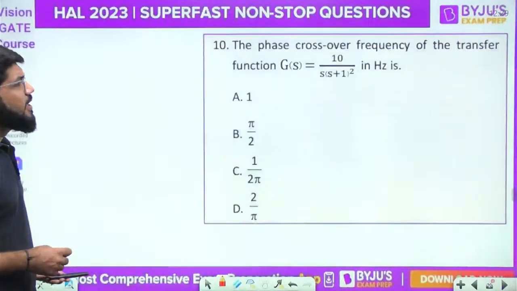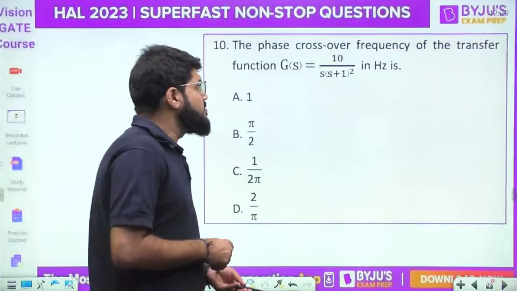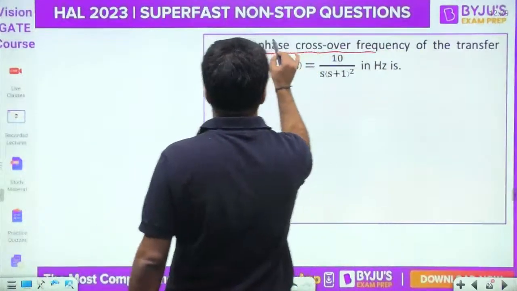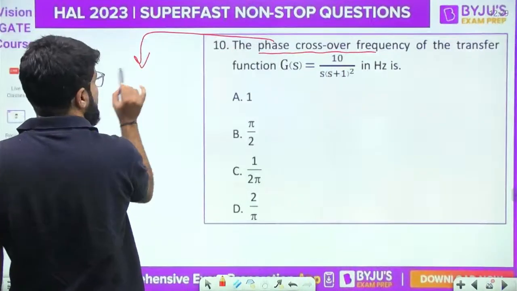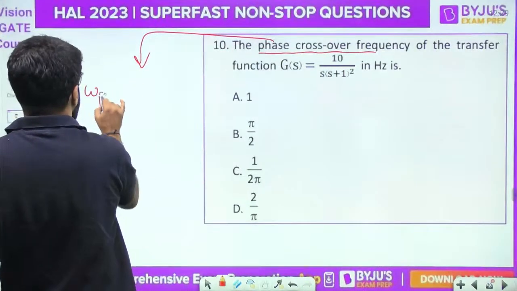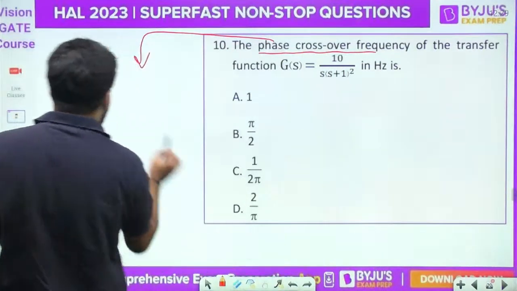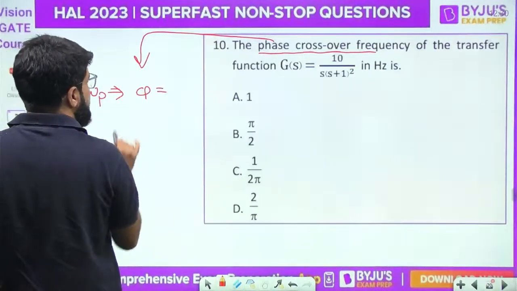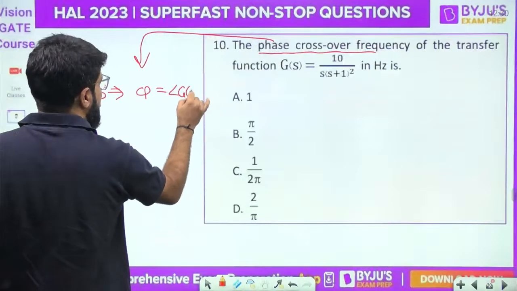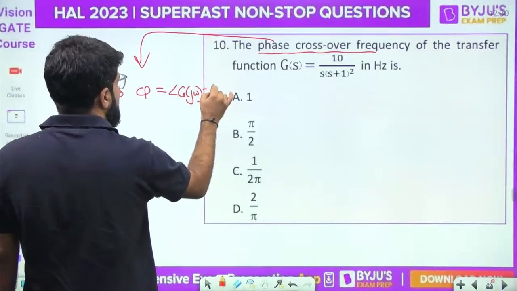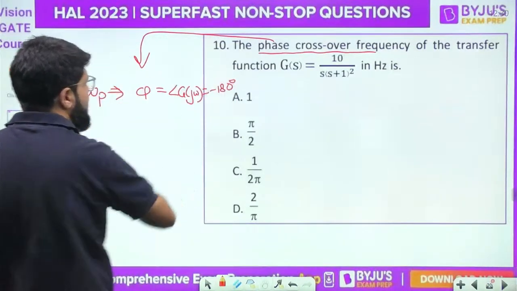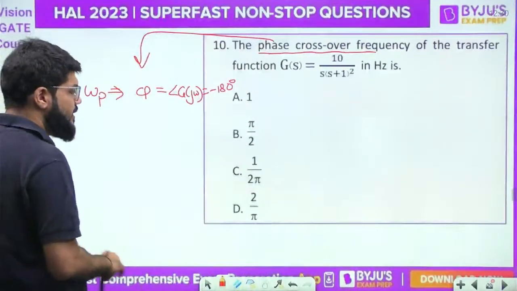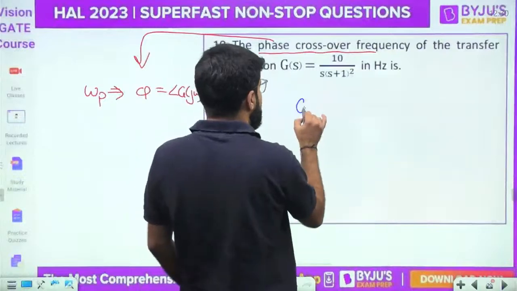Here it is the 10th. The phase crossover frequency of the transfer function. The phase crossover frequency is the frequency at which the phase of the system, that is angle G(jω), becomes minus 180 degrees. Okay, so what is the G(jω) with me?